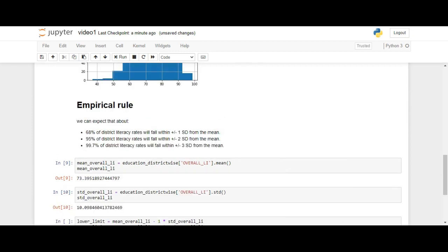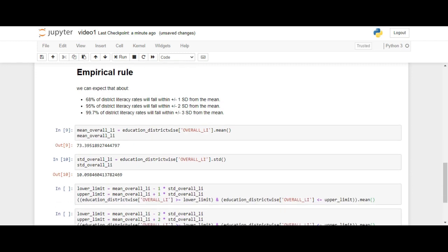Now, if our data follows the empirical rule, we can expect roughly 68% of our values to fall within one standard deviation of the mean district literacy rate of 73%. Now we can put the actual percentage of district literacy rate that falls within one standard deviation of the mean.